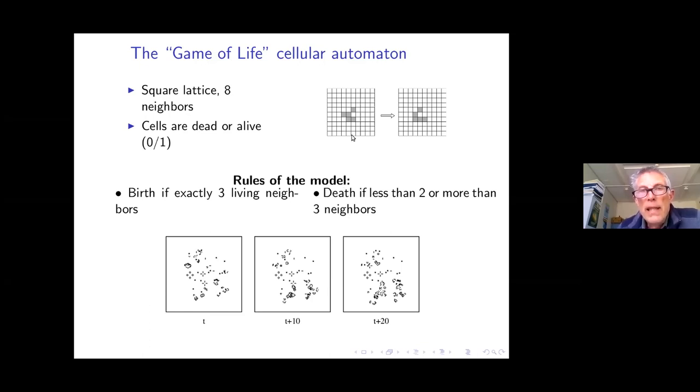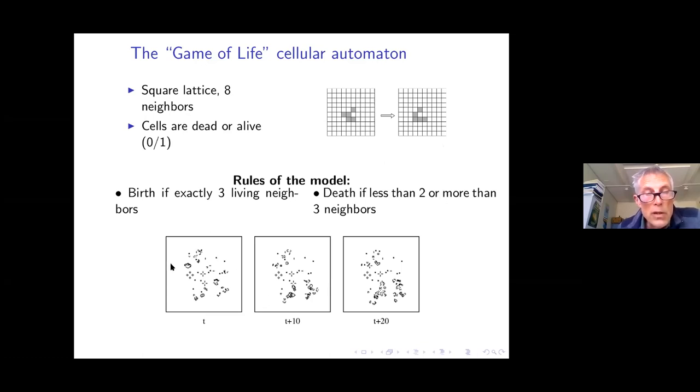So let me take the example of this cell here. This white cell is surrounded by exactly three cells, so at the next time it will become gray. But this one, which is surrounded by only one cell, disappears by isolation. And you can see the rest of the rule applies the same to all these cells. So this object at time t will transform into this one at time t plus one.